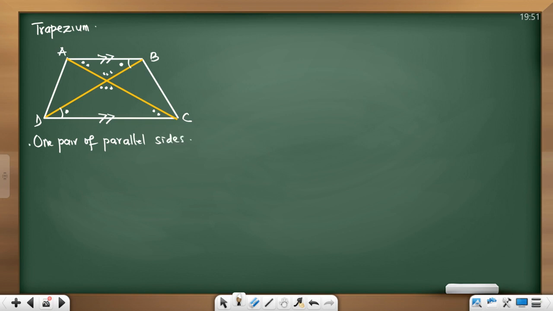Please take note, the diagonals do not bisect each other. The diagonals of a trapezium intersect, but do not bisect. They intersect, but they do not bisect.